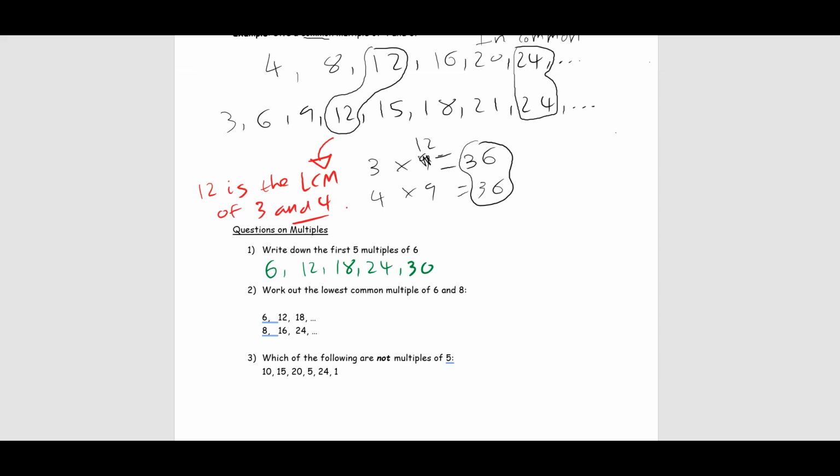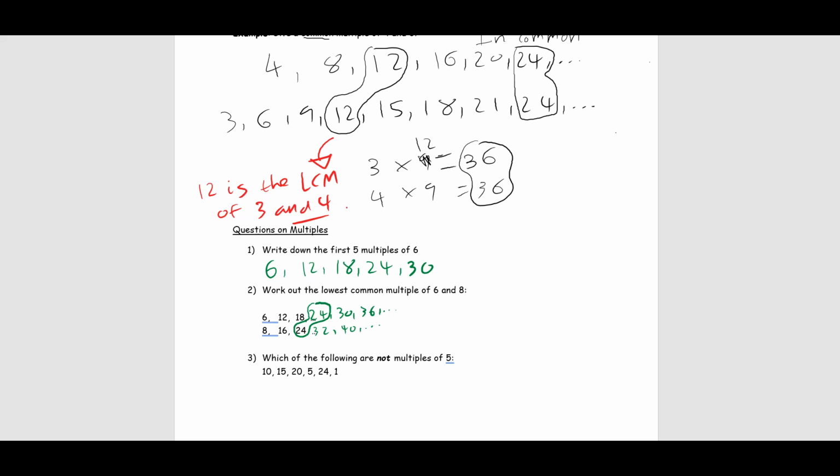Secondly, we want the lowest common multiple of 6 and 8. So we just consider the multiples of both numbers. So for the 6 times table, 6, 12, 18, 24, 30, 36, and so on. For the 8s, we have 8, 16, 24, 32, 40, and so on. And we can see that 24 is the smallest number in both of the lists.